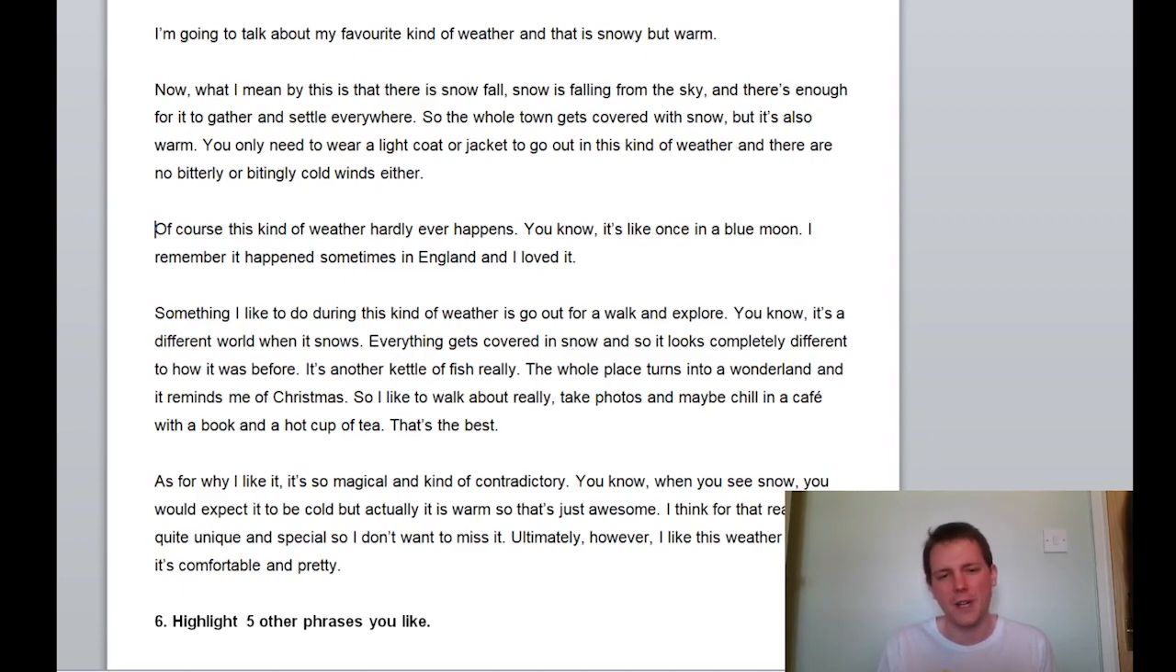Of course, this kind of weather hardly ever happens. You know, it's like once in a blue moon. I remember that it happened sometimes in England, and I loved it. Something I like to do during this kind of weather is go out for a walk and explore. You know, it's a different world when it snows. Everything gets covered in snow, and so it looks completely different to how it was before.